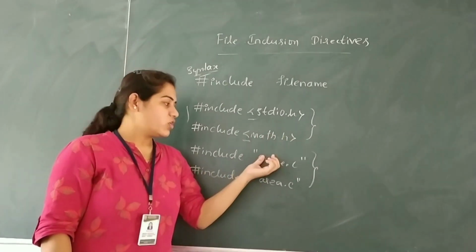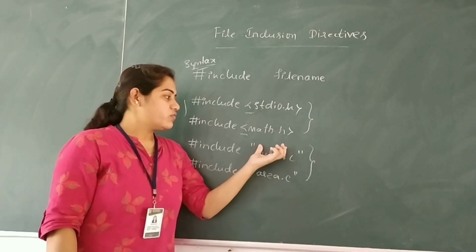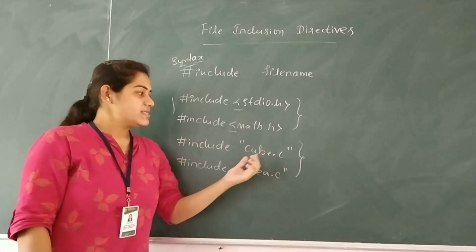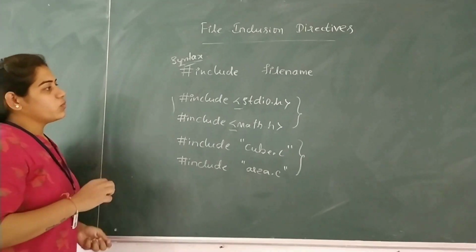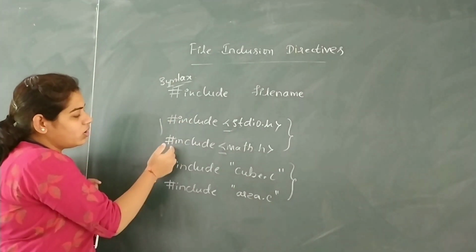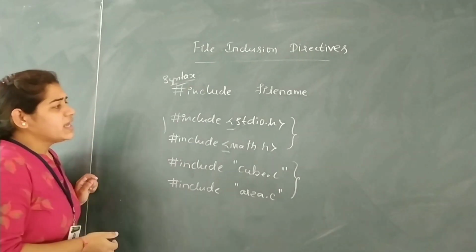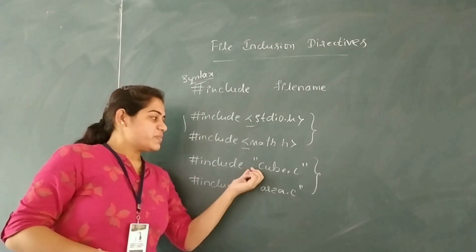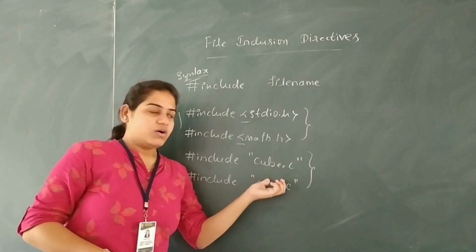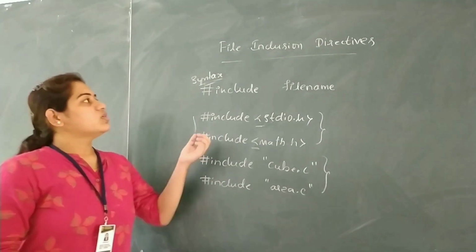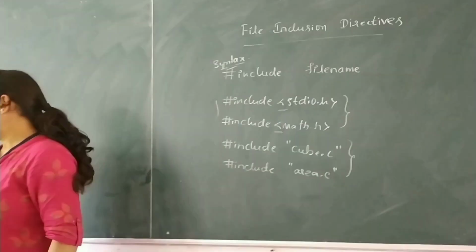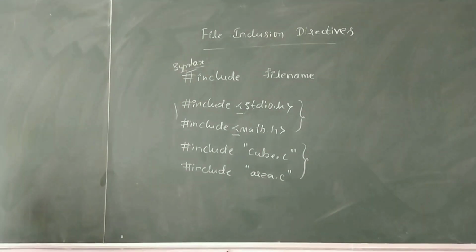So this is one of the differences between declaring the file name within angle brackets and within double quotes. And one more thing you should notice here is that there is no space between the hash and the include, and there should be one space between the hash include and the file name. Okay, so we will discuss the file inclusion directive with the examples we will see here.